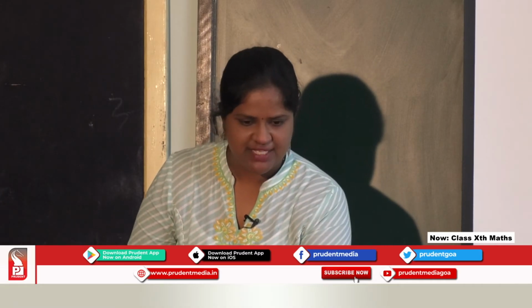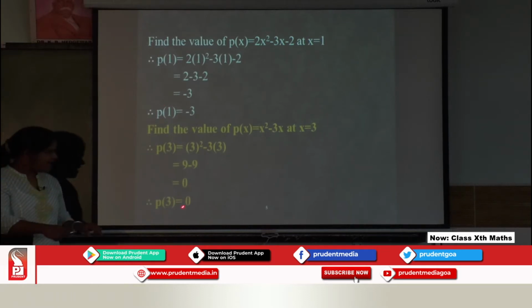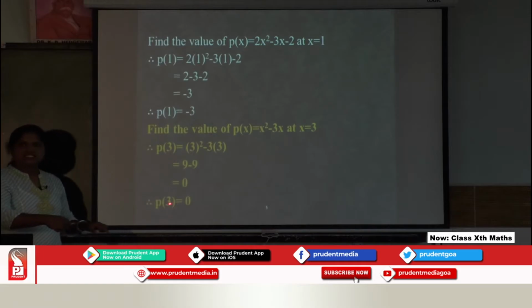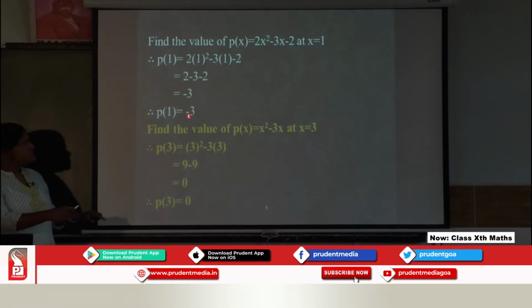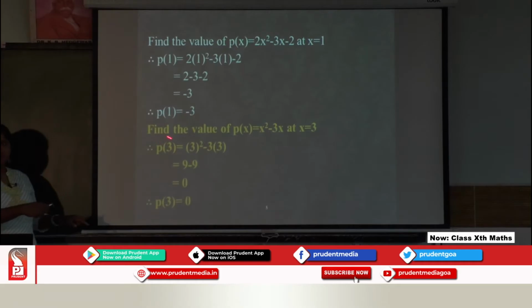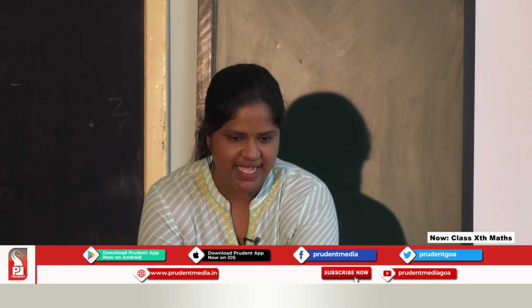Just go back to the previous slide. Now, here the value was minus 3 and here the value of the polynomial is 0. That means I can conclude from these two statements that 3 is the zero of this polynomial. But the same thing I cannot conclude for this because I did not get 0 here. So, the moment I get the value of any polynomial as 0, that alpha which you have substituted is called a zero or the factor of that polynomial. So, we come back to this slide.